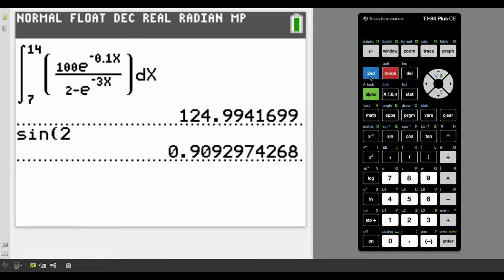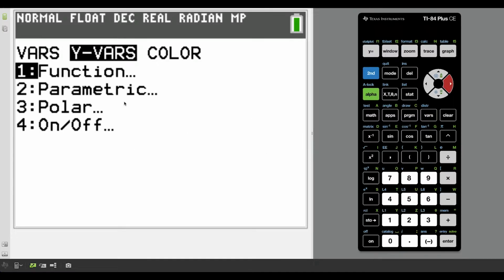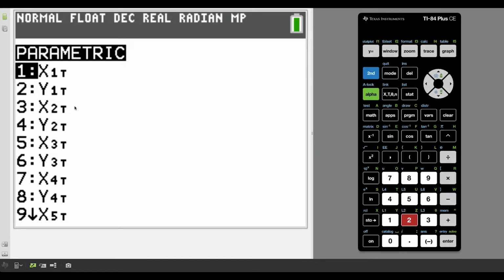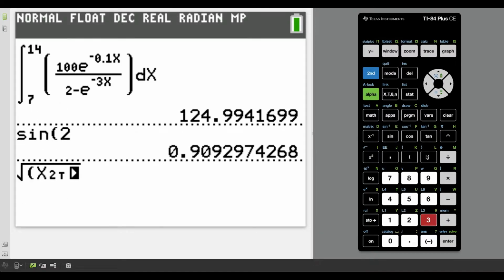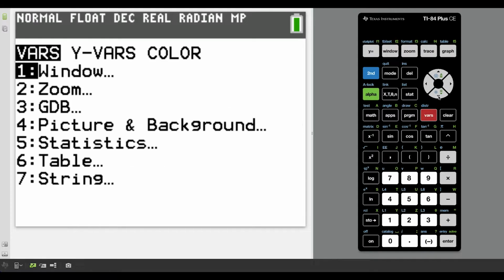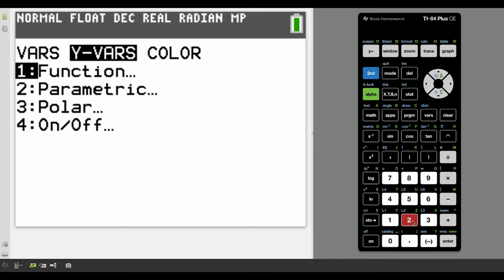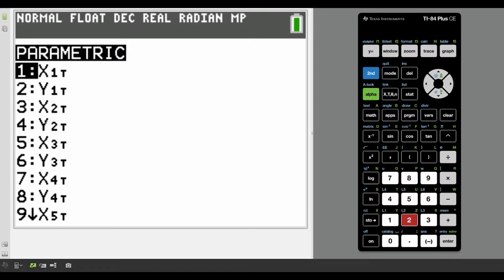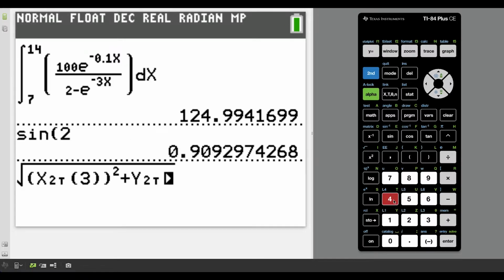So when we want to evaluate this here, we were evaluating this at t equals 3. We have square root. I open a parenthesis, I press vars, I go to the right, and I have parametric x2 was our x prime equation. And we're evaluating this at t equals 3. And then we close the parenthesis around the 3, and then we close it around x2, and then square it. Plus, we have to do the same thing with the y prime equation. And y prime was under parametric number 4 here for the y2 of t.